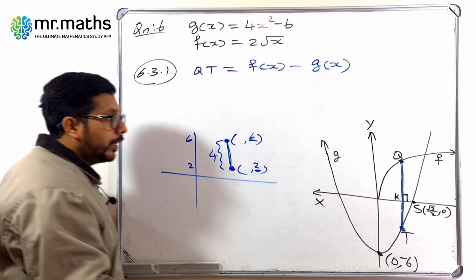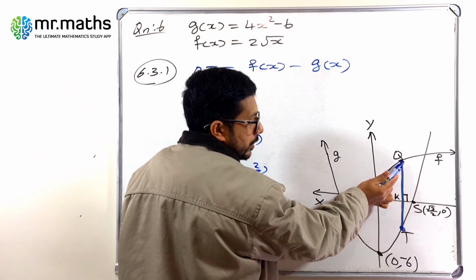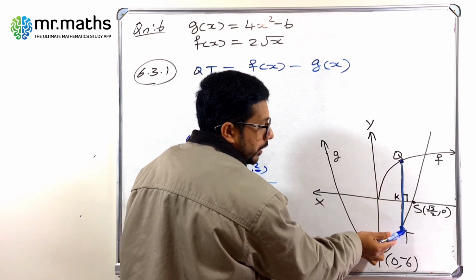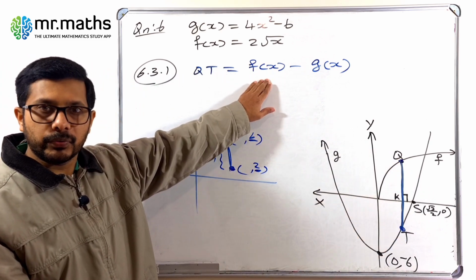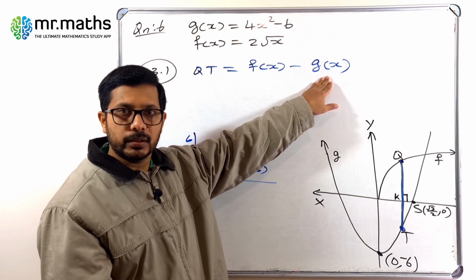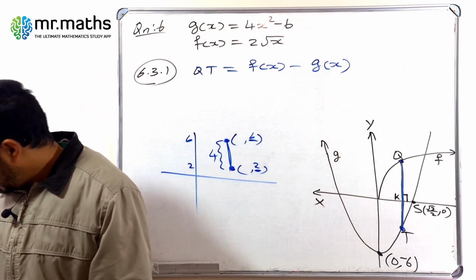Am I right? Same thing, you have to find the distance between these 2 points. That means it is enough to subtract the y value of this point minus the y value of this point. Y value is the same as f of x minus g of x. So that's why we can write the length of QT is f of x minus g of x.